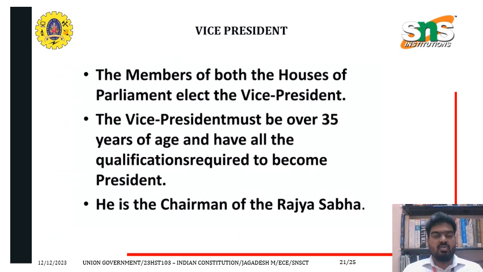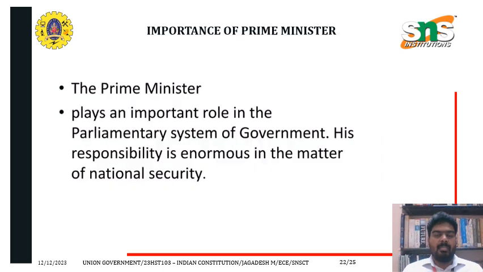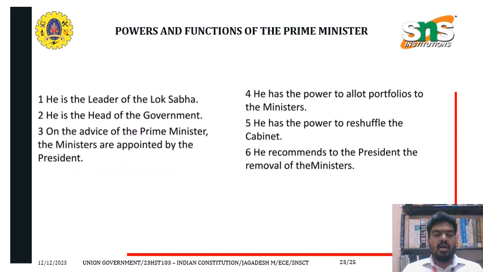Vice president. The members of both the houses of the parliament elect the vice president. The vice president must be over 35 years of age and have all the qualifications required to become president. He is the chairman of the Rajya Sabha. So, the importance of the prime minister. The prime minister plays an important role in the parliamentary system of the government. His responsibility is enormous in the matter of national security. And the powers and functions of the prime minister: he is the leader of Lok Sabha.